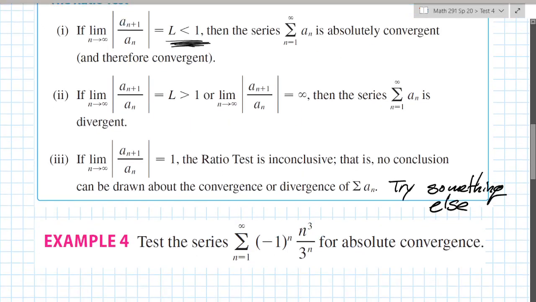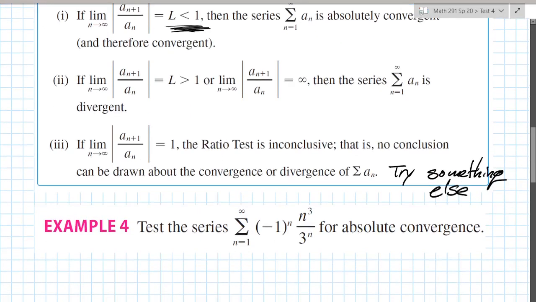All right, so let's look at an example. So here, notice we have a 3 to the nth power term in our problem, which is our hint that the ratio test might be a good idea. If it were just negative 1 to the n times 1 over 3 to the n, of course, it would be a geometric series, and we would be done.